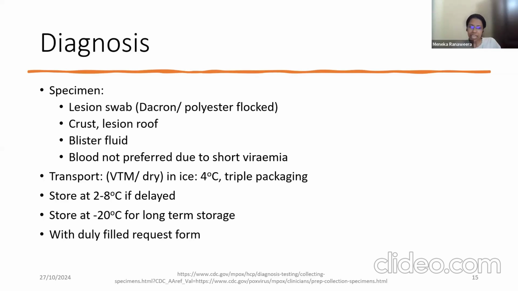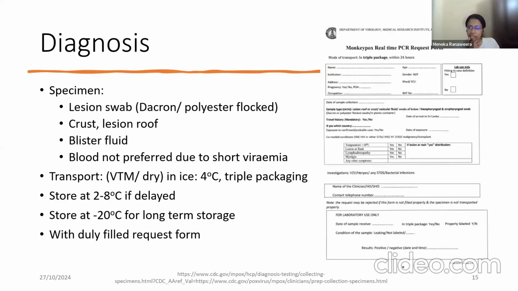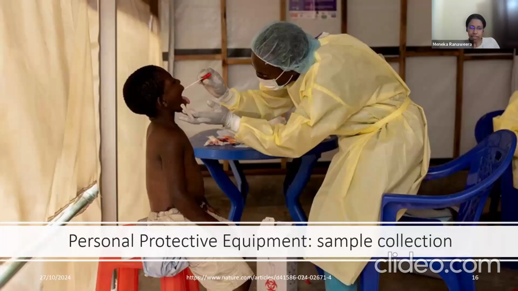For a short time, it can be stored at 2 to 8 degrees, but for long-term storage, it should be kept at -20. And again, if you're keeping dry swabs, they should be stored at -20. And then, of course, it needs to be accompanied with a duly filled request form. So here I have just put the MRI request form, which is available from the site. And also consider what PPE to use when you're collecting samples. This is essential to safeguard your own protection as well.